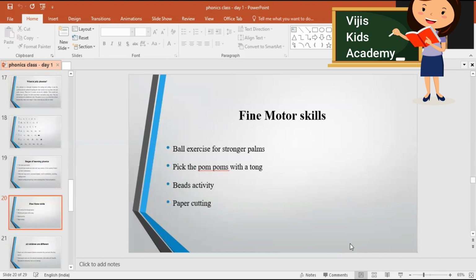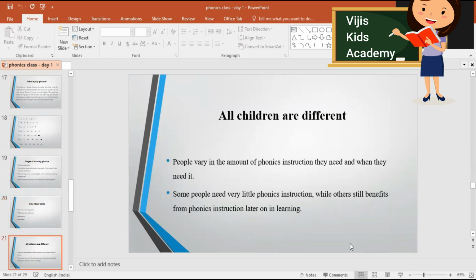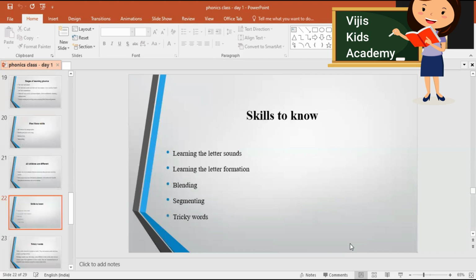Then the motor skills. Next one. The main thing which we have to concentrate on: all the children are different. Next one, the skills. These are the basic skills for phonics. First, the letter sound and the letter formation, how they have to write. Then blending. Third one is blending. Fourth one is segmenting. Fifth one is tricky words.